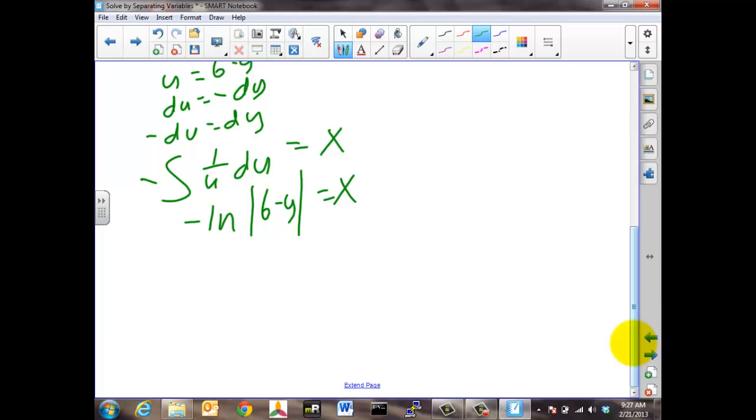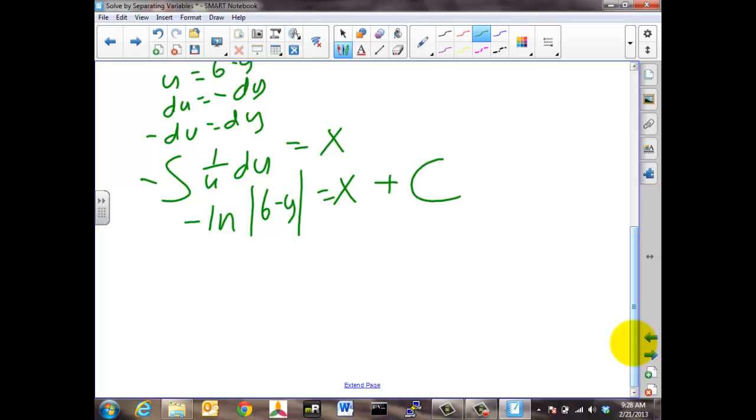This is an important problem for you because most diffy-qs we deal with are going to have ln's in them. And we don't want them. So solve this for y. Put an a in something.